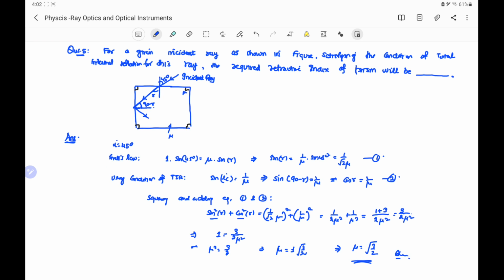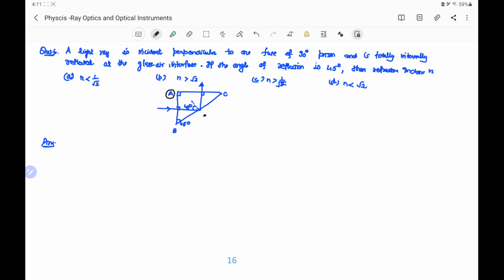This is the answer. Next question is, a light ray is incident perpendicular to one of the faces of a 90-degree prism. Here A is the angle of the prism, which is 90 degrees, and the ray is totally internally reflected at the glass-air interface. This is the glass-air interface where the incident ray gets totally internally reflected. If the angle of reflection is 45 degrees, from the law of reflection, angle of incidence equals angle of reflection, so angle of incidence will also be 45 degrees.